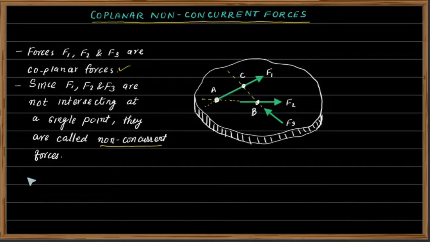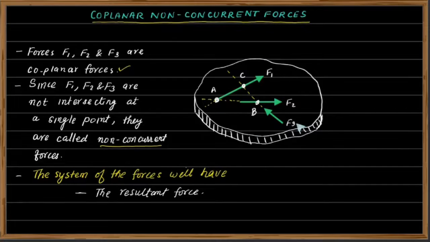Now what is significant of this coplanar non-concurrent forces? Please remember, whenever we have a system of non-concurrent coplanar forces, there will be what? So there will be a resultant force of this particular system of forces. Okay, so what we can do? We can represent the entire system by a single force. Okay, so we can represent the number of forces by a single force, which will be called as resultant force. So we can say that we are going to have a single resultant force.